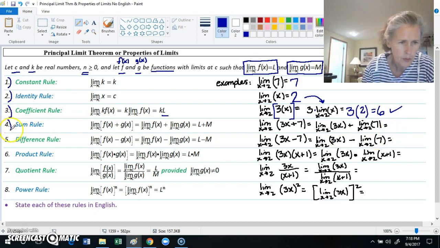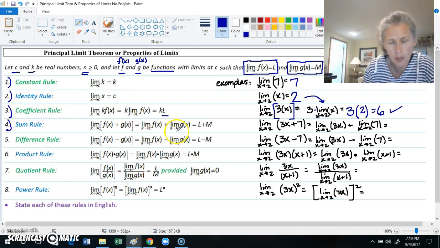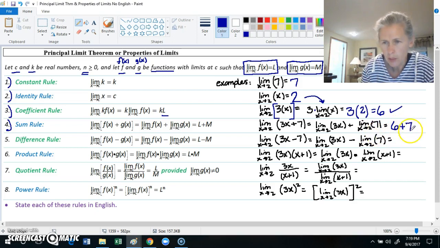All right, next rule, the sum rule. The limit of f of x plus g of x as x approaches c is the same as the limit of f of x as x approaches c plus the limit of g of x as x approaches c. So let's take a look at our example. The limit of 3x plus 7 as x approaches 2 will be the same as the limit of 3x as x approaches 2 plus the limit of 7 as x approaches 2. That's 6 plus 7, or 13.